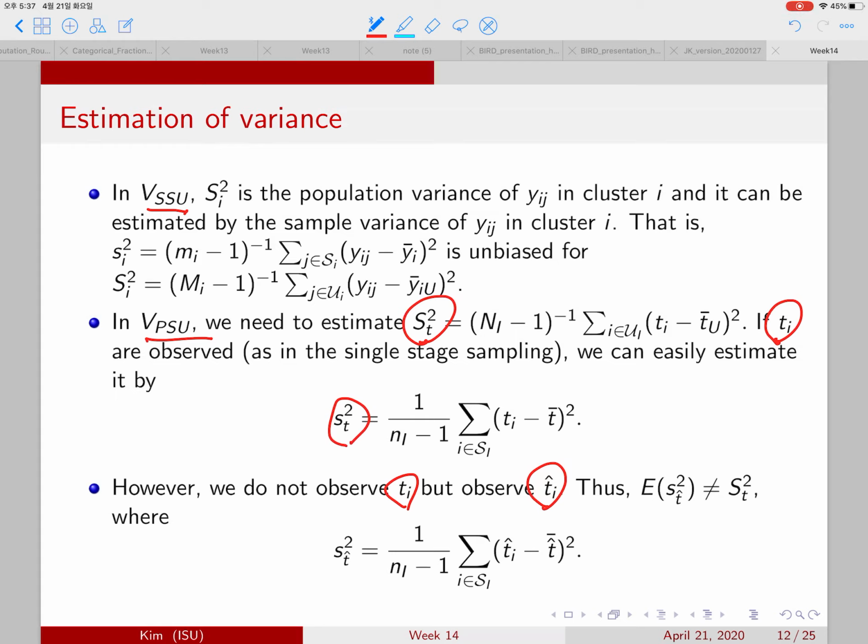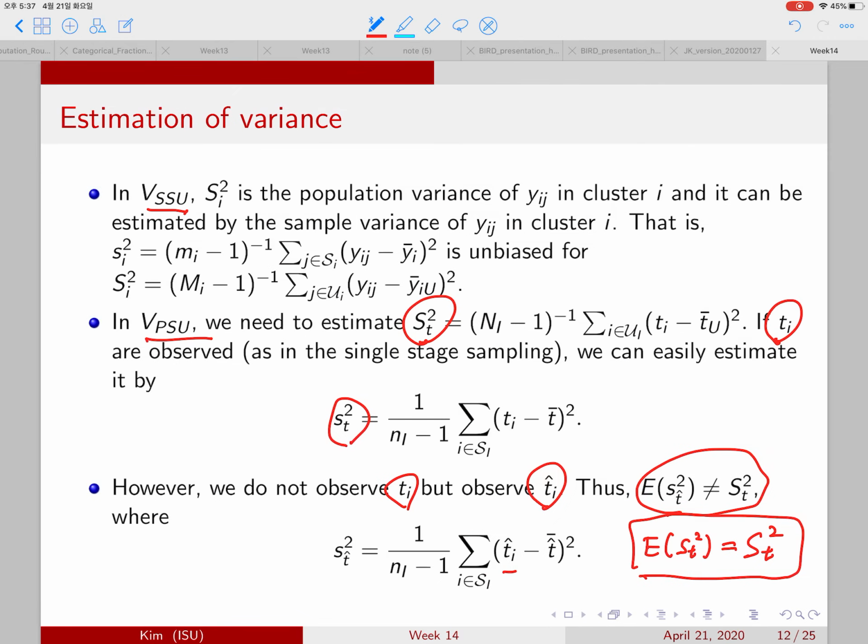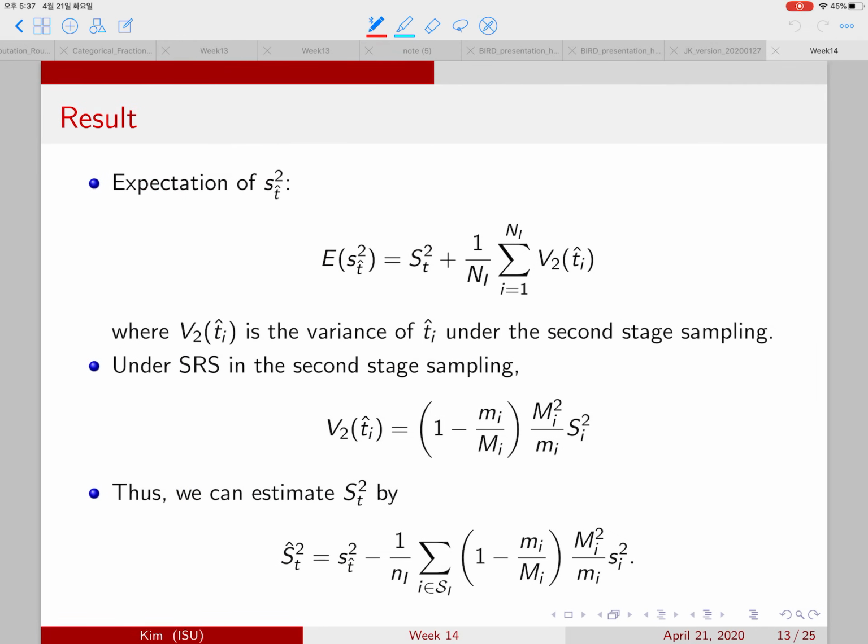So then, even though St square is equal to St square, this is true, but if I use ti hat, it's not true. We no longer have this equality. So how can we find an unbiased estimator for St square? The idea is we want to show this. So this is what we want and this is what we get. This estimator's expectation turns out to be St square plus something. So we subtract it, move it to here, to subtract.